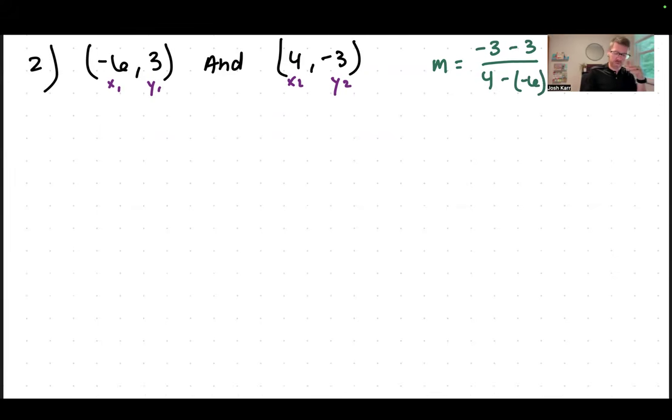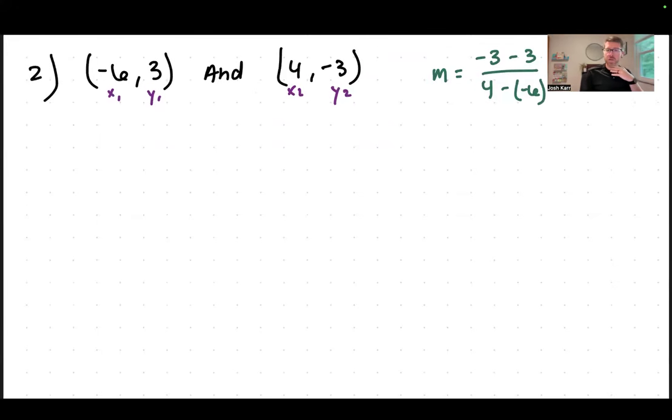Again, being mindful that we deliberately keep track of our negatives here. On top, -3 minus 3 more is -6. And in the denominator, minus a negative will turn into addition. We have 4 plus 6, so we get 10. -6/10. 6/10 simplifies to 3/5. So we now know our slope. Okay. Now we've got a slope.